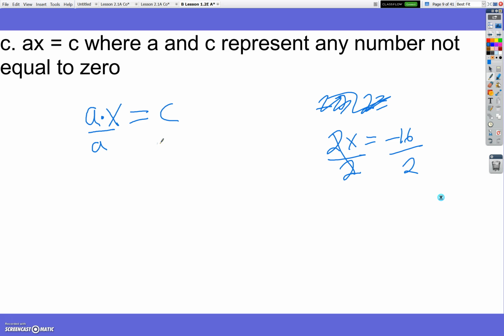So what I'm going to do is divide both sides by a. These are going to cancel because a divided by a is just 1. Remember, one unknown number divided by the same unknown number is just 1. And 1 times x is just x. And that's going to equal c divided by a. And you can see that these two problems kind of mirror each other on how I solved it. I divided both sides by 2 to get x equals negative 8. Same idea here. I divided both sides by a to get x is equal to c over a.